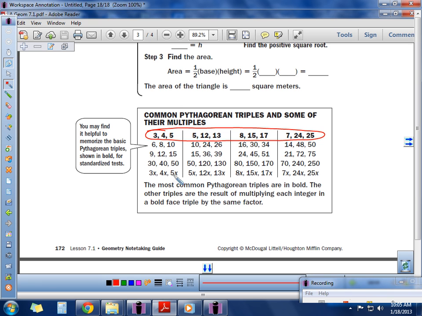This one is the one you definitely need to memorize. But I occasionally will see the 5, 12, 13 and the 7, 24, 25 on other exams. But this is the number one, 3, 4, 5, that you really need to know.